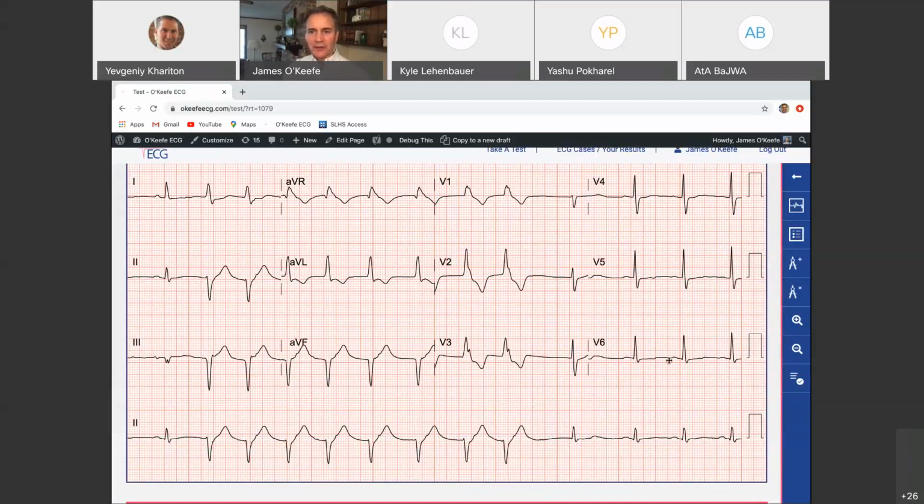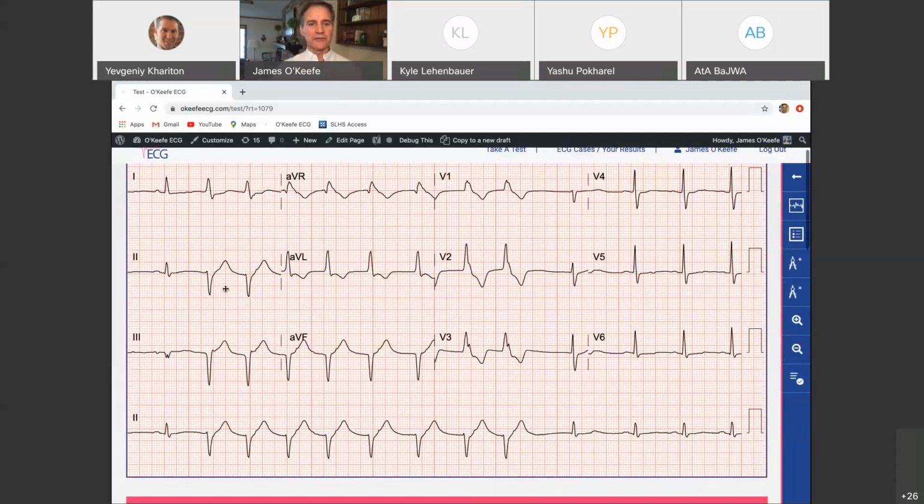This would be accelerated idioventricular rhythm. Anything like 55 to 110 beats per minute they consider AIVR, and 100 to 110 is sort of a gray zone, but this is typical in that it's not premature, it's not late either. This is just some leftover irritability from his recent non-STEMI.